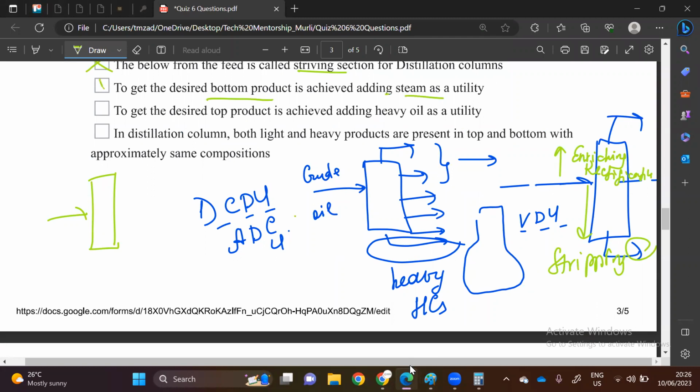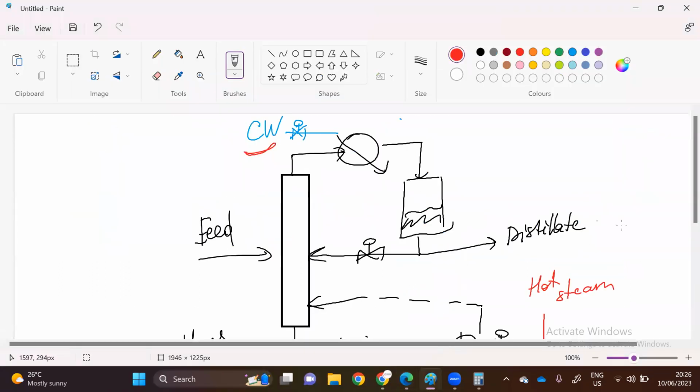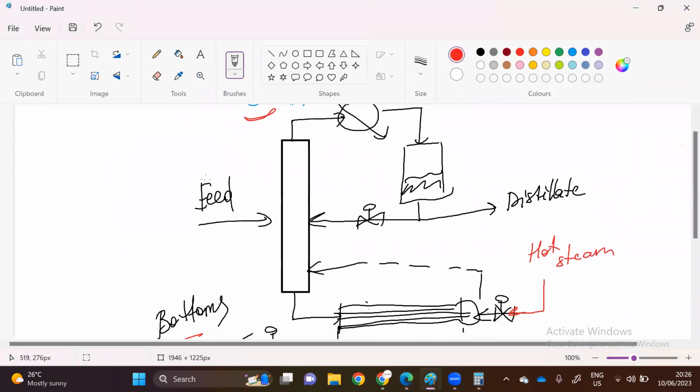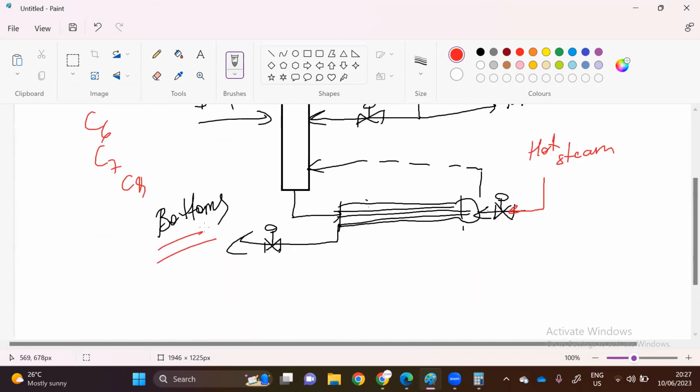This is correct. Top product, heavy oil as utility. No, we said that this is cooling water. This is not correct. In distillation column, both light and heavy products are present in top and bottom with approximately the same compositions. So it's also not correct, because let's say that your feed is containing like C5, C6, C7, C8. It said in the question that whatever the amount of this C5, 6, 7, 8 in distillate, it will be the same in bottoms.